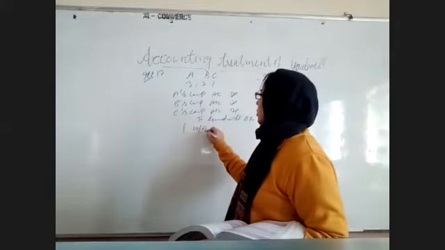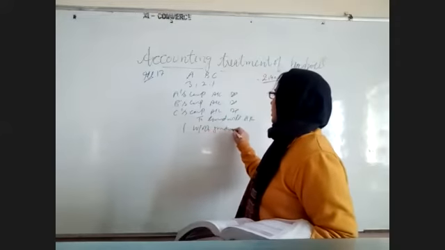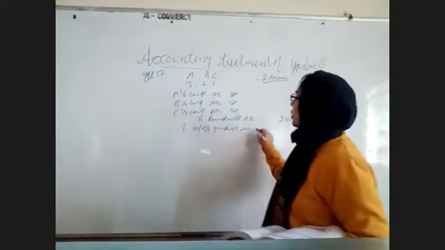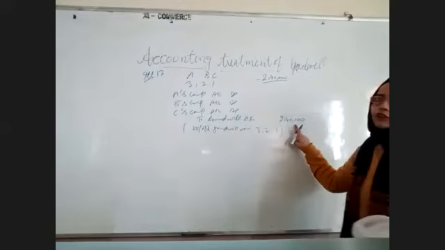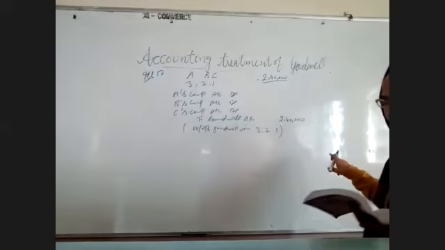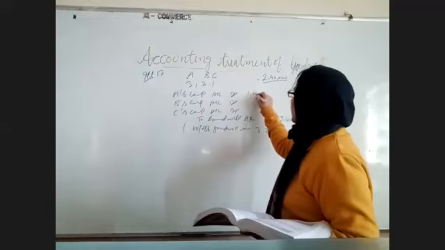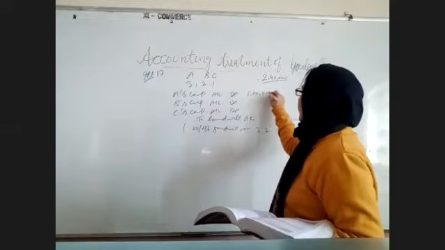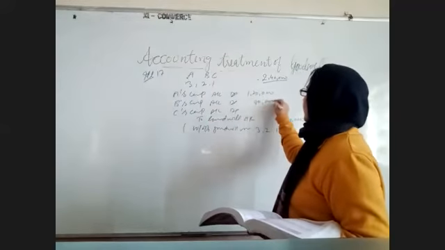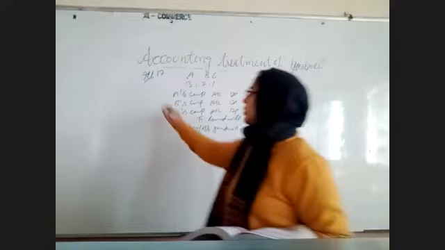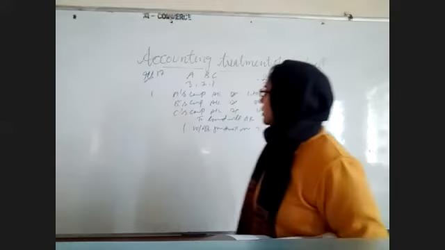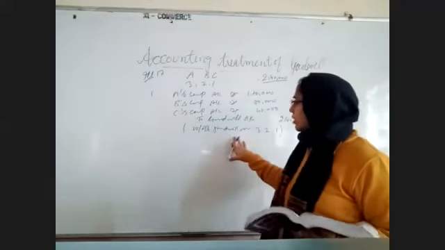Write off goodwill in old ratio, 3, 2, 1. Okay, divide 2,40,000 in 3:2:1. It will be 1,20,000, 80,000 and 40,000. Okay. In case of admission, same entry we have passed.